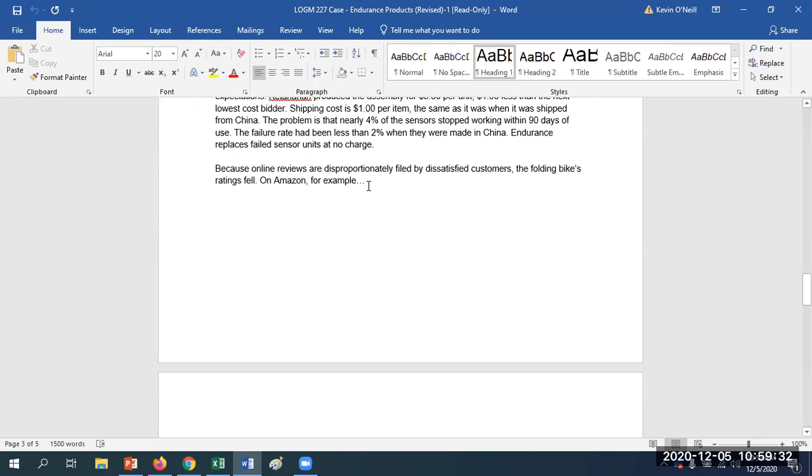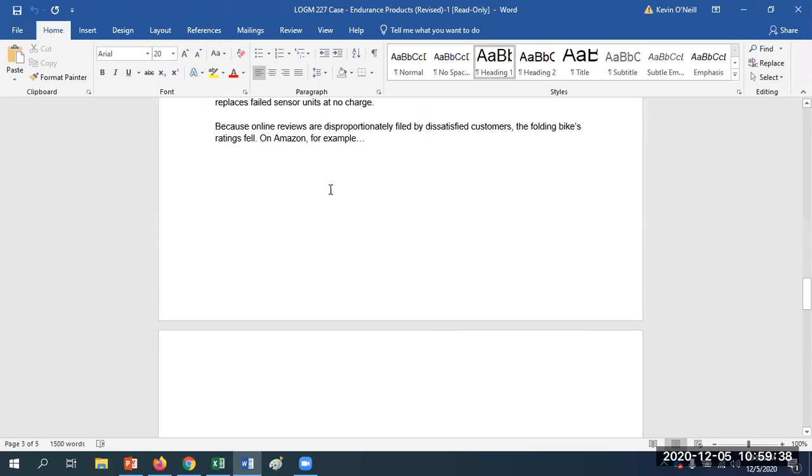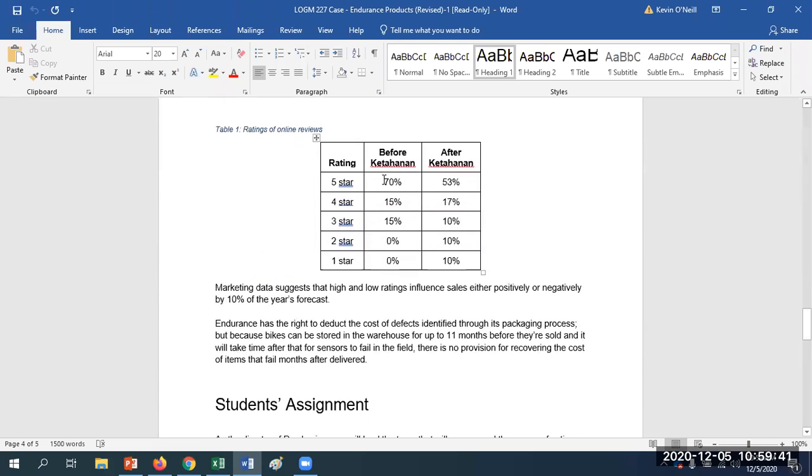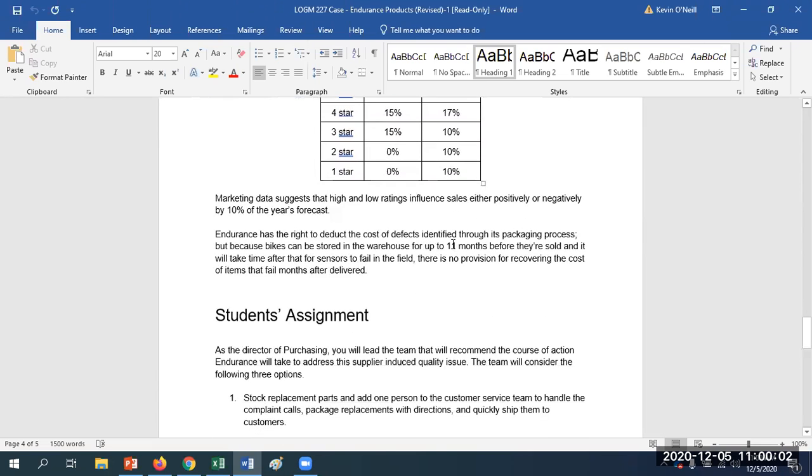And because online reviews are disproportionately filed by dissatisfied customers, the folding bike's ratings fell. For example, on Amazon, before Ketahanan, they were getting 70% 5-star, 15% 4-star, 15% 3 stars, and no 2s and 1s. Afterwards, they still did pretty well in terms of people giving them 4 stars, but their 5-star ratings dropped a lot, and instead they were getting more low ratings, and that's a problem.